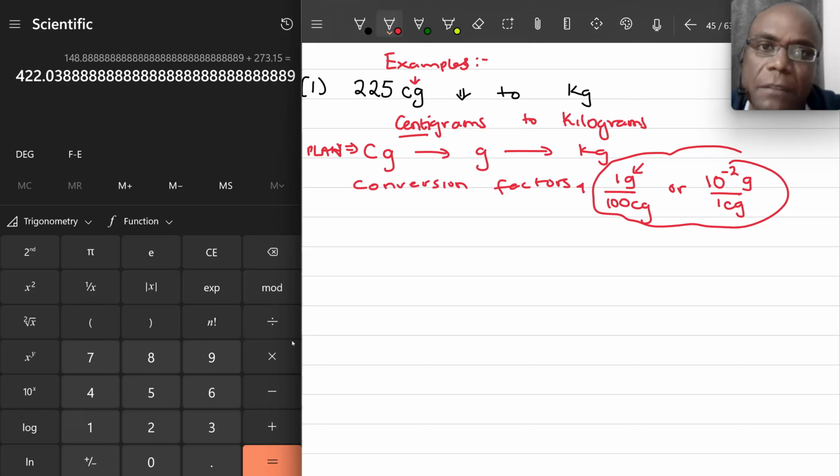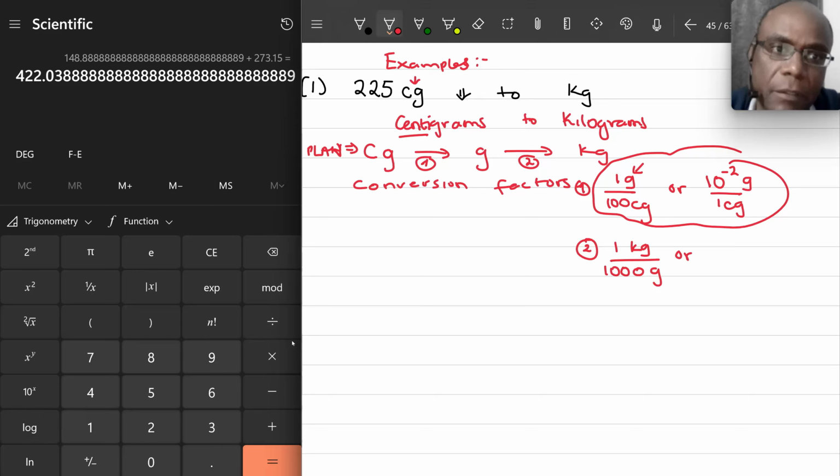That's the first conversion factor that's going to go here. The second conversion factor will be the relationship between a gram and a kg. We're going to the kg, so one person can say 1 kg, kilo, is 1,000 grams. Or another one can say 1 gram is 10 to the power minus 3 kgs.